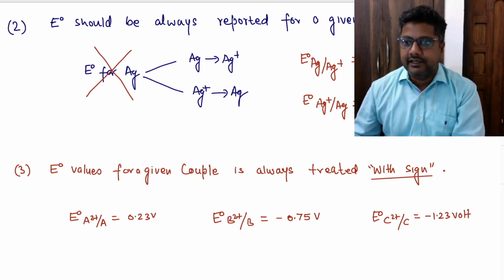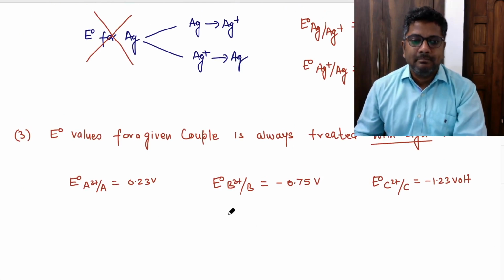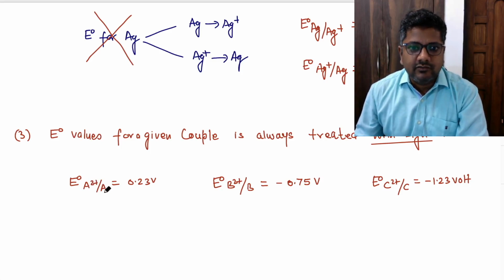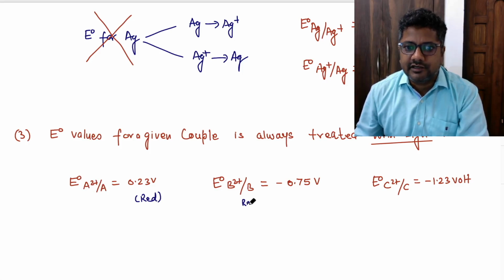So first, identify what these values are. These are reduction potential or oxidation potential. See, 2 plus is converting into neutral, 2 plus converting into neutral, 2 plus is converting into neutral. So definitely all these are the reduction potential, right? How have I decided this is reduction? By observing this couple. So by seeing this couple, you can easily assess, okay, this is reduction, and this is also reduction.